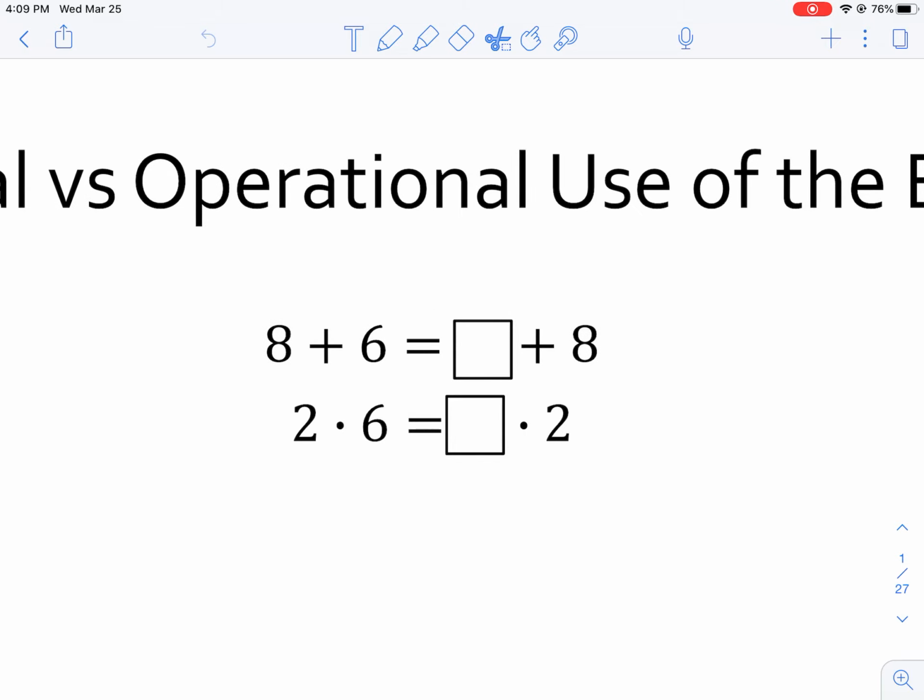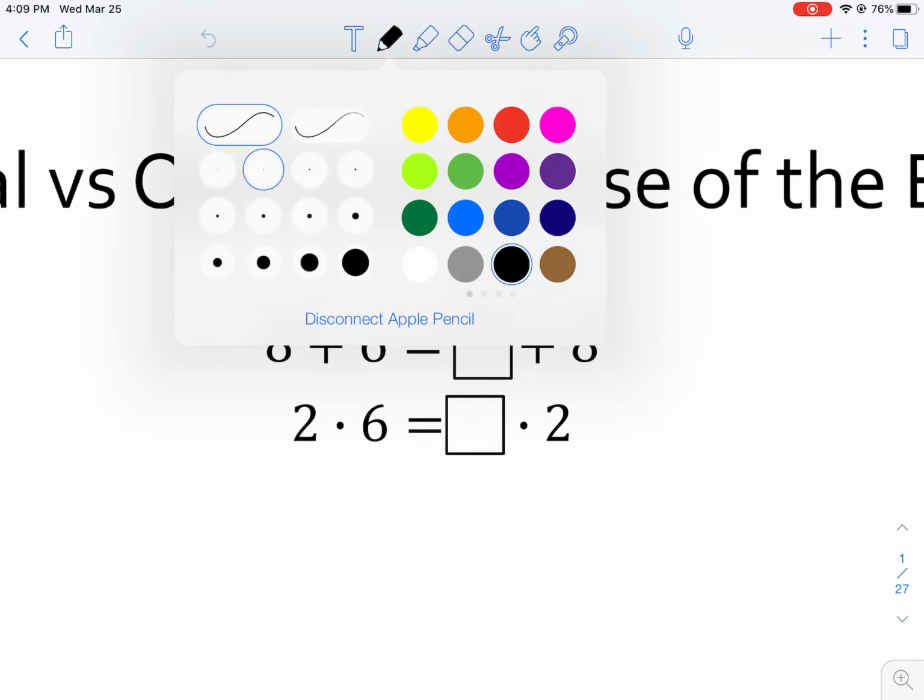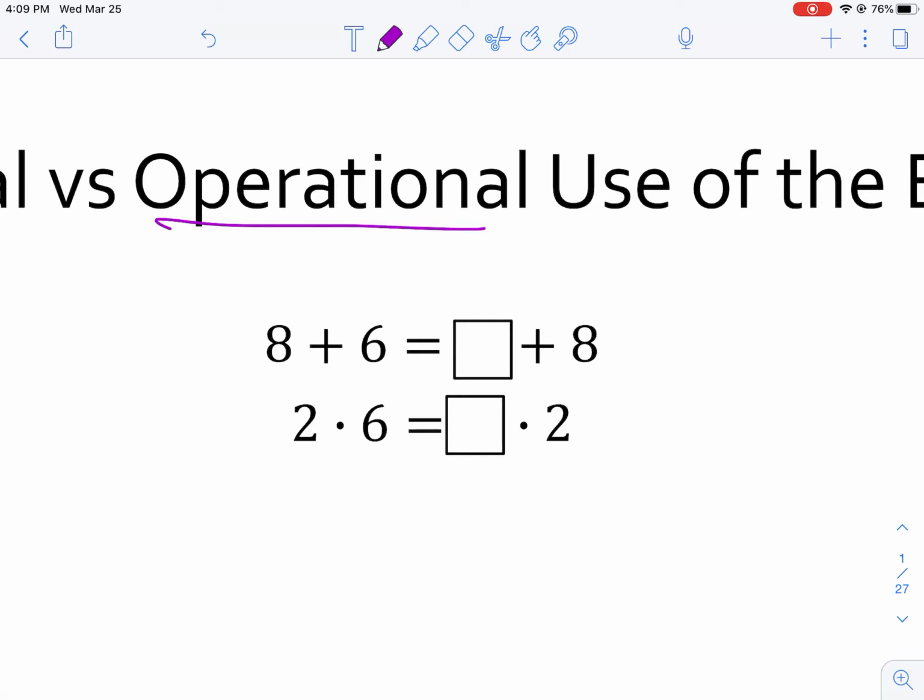I'm not sure what you're thinking as you look at these. Some students, especially if they have an operational sense, are going to write 14 in this box. And that is problematic. Some of you might be thinking, oh, that's not problematic. That's 8 plus 6, that's 14.